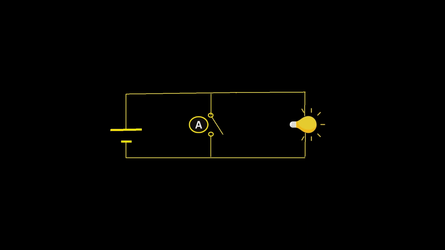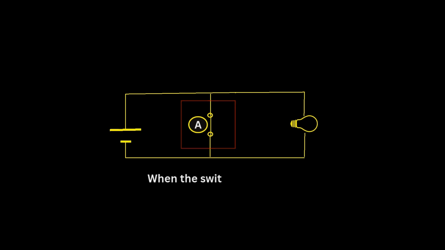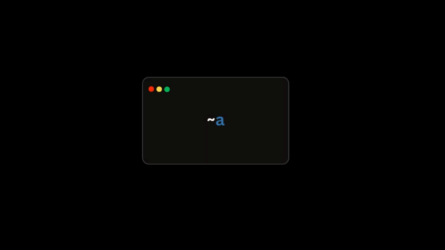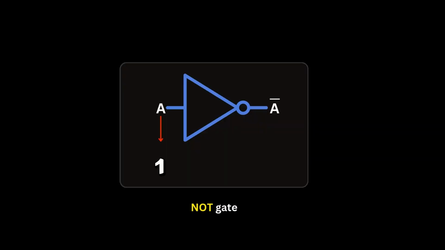In the third example, we have just one switch, A, and the light is connected in parallel. When the switch is open, 0, the light turns on, 1. When the switch is closed, 1, the light turns off, 0. This is because when the switch is closed, the voltage at both ends of the light is the same, so it doesn't light up. This is a NOT gate. In code, we write it as wavy line A. If A is 1, the output is 0, and if A is 0, the output is 1.